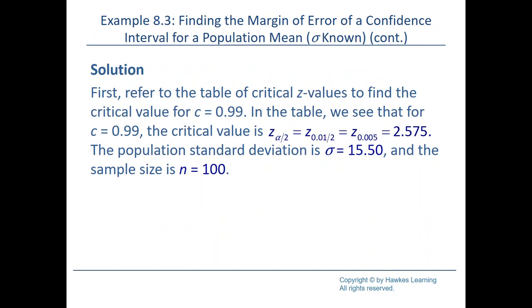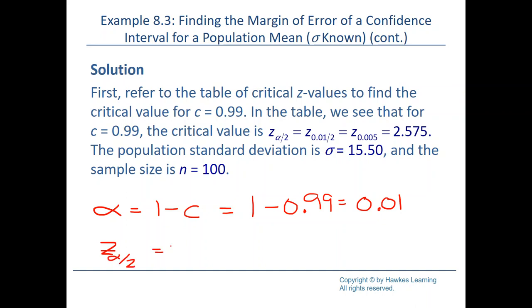And again, how you actually get that is not as hard as it looks. Everything always adds to be 1. So alpha is always going to be 1 minus C, which in our case is 1 minus 0.99, which is where I'm getting my 0.01. Now, to get the Z critical value, we're going to take this and divide it by 2. So we're looking for our Z alpha over 2, which is 0.005, which is literally just alpha divided by 2.